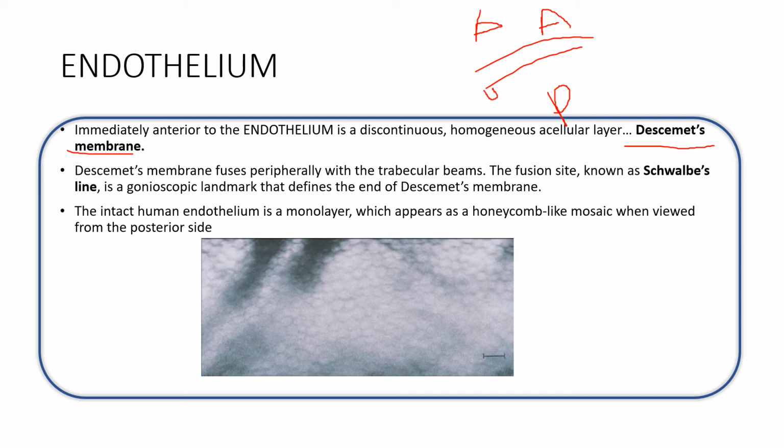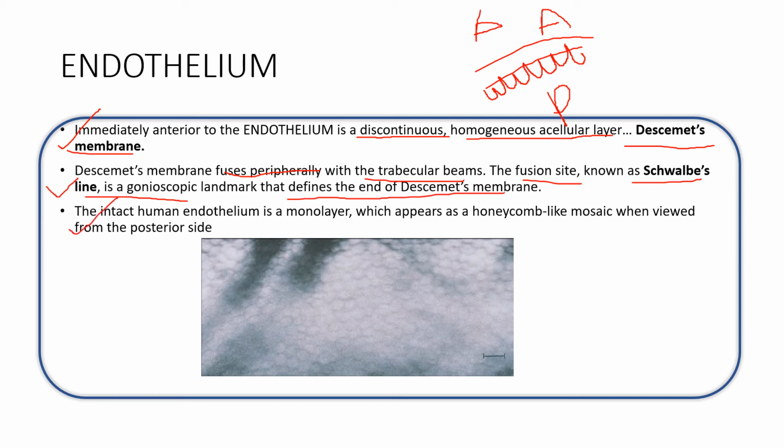There are some cuboidal cells, this is a monocellular layer, so this will form the endothelium. Now immediately anterior to the endothelium is a discontinuous, homogeneous and acellular layer, which is the Descemet's membrane, right? Now this Descemet's membrane fuses peripherally with the trabecular beams. Now this fusion site, which is known as the Schwalbe line, is a gonioscopic landmark that defines the end of the Descemet's membrane.